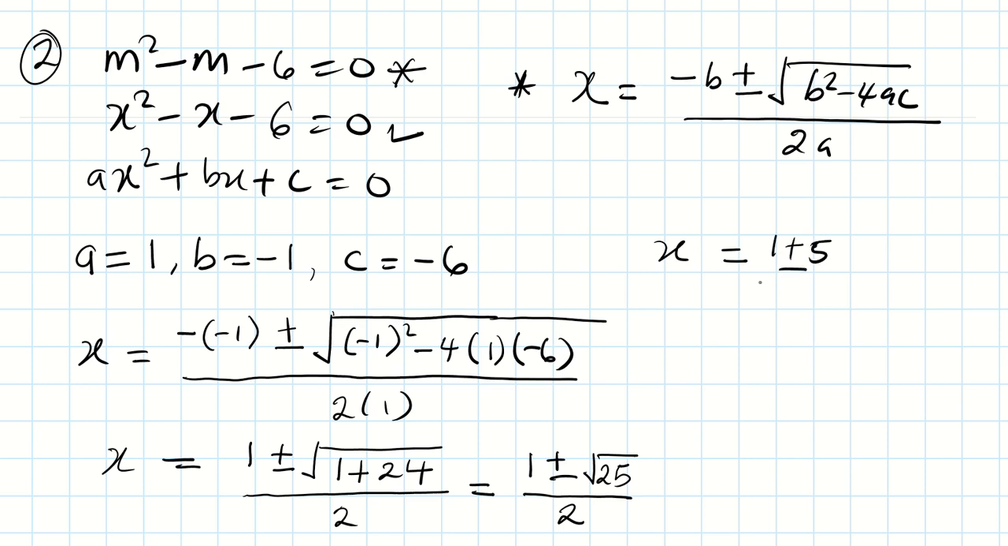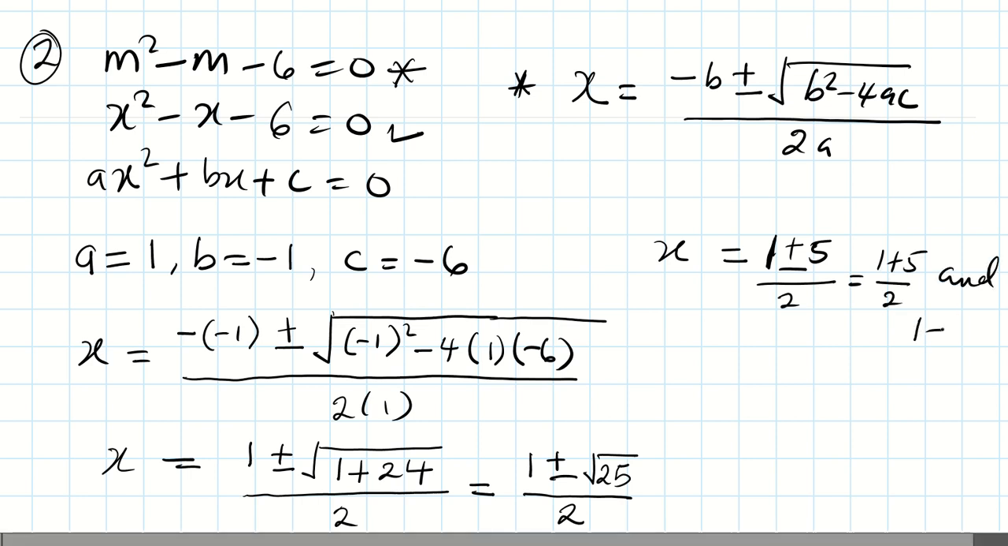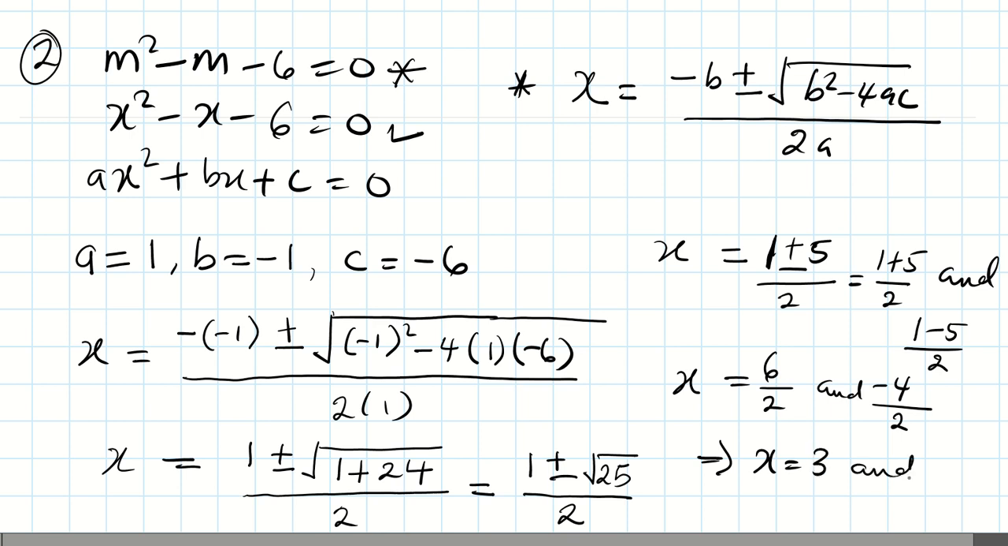Now, here we have that our x is equal to 1 plus or minus 5 over 2, which is the same thing as 1 plus 5 over 2 and 1 minus 5 over 2. So when we evaluate this, we have that our x is equal to 6 over 2 and minus 4 over 2. So finally, the value of x is equal to 3 and x is equal to minus 2.